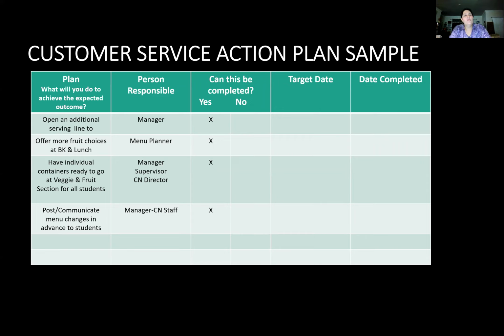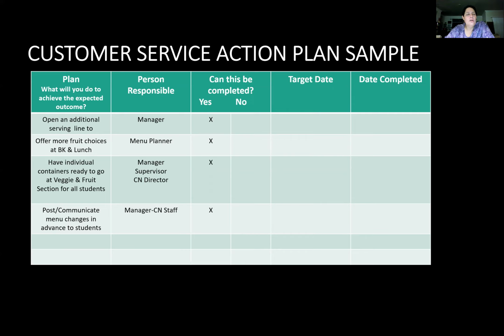And let's see, what will you do to achieve the expected outcome? What are the things that you want to do? For example, I added open an additional serving line. Who is the person responsible? The manager. Can this be completed? Yes. And I will put a target date. In my case, I will say I will do it tomorrow. And I will complete it once I have made all the arrangements and if I have the necessary staff to open that line, then I will write in there the date that I completed it.